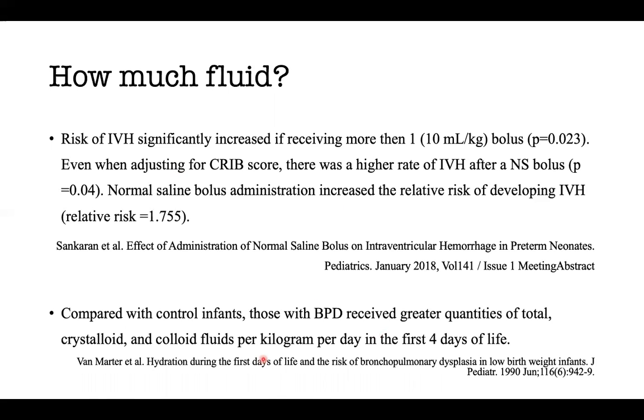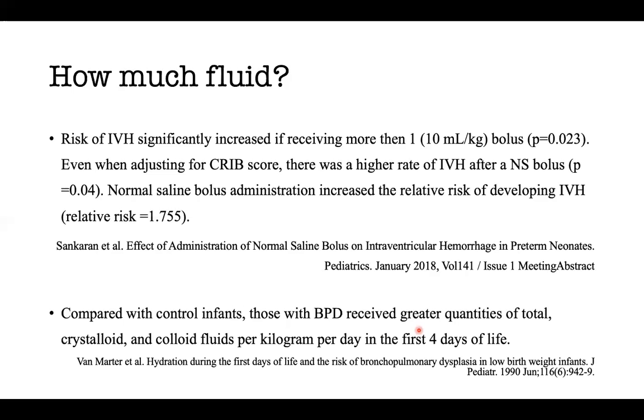Whereas in neonates, the risk of IVH is significantly increased if receiving more than one bolus. That is, the bolus we usually give in neonates is a 10 ml per kg bolus. So with more than one bolus requirement, the risk of IVH is significantly increased. And another risk with fluid administration is the risk of developing BPD, or bronchopulmonary dysplasia, later in life.